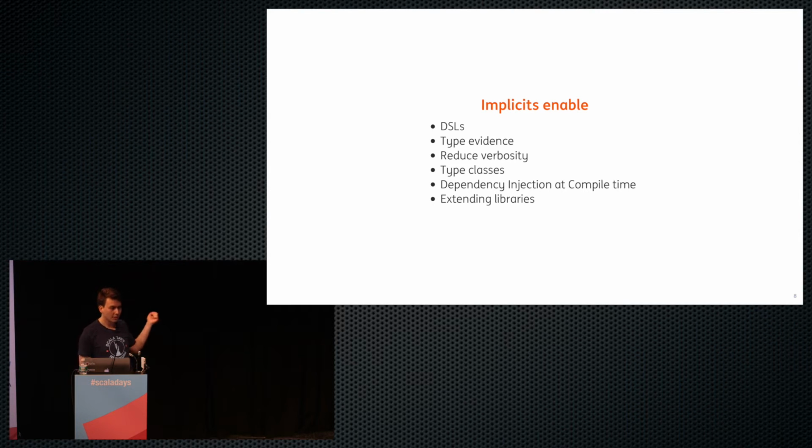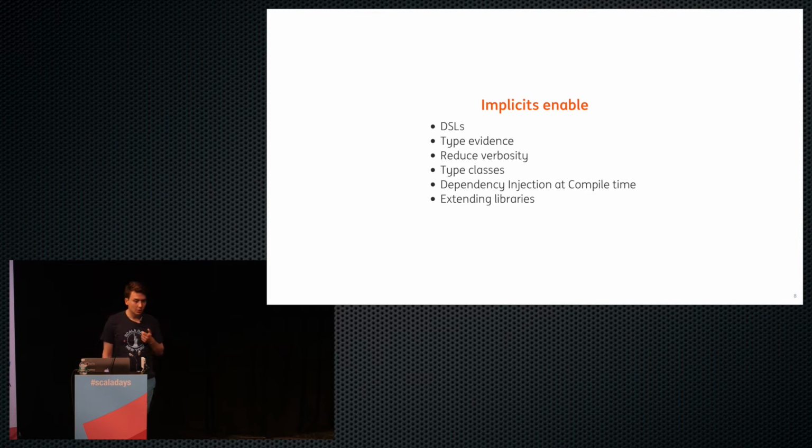So for example, you can create DSLs with them. You can extend existing Scala values and collections and those kinds of things to create very rich DSLs. You can use them for type evidence. We saw that in the finagle example and also a bit in the Numeric example on the Scala collections. Of course, if you can leave things implicit, you can leave code out, so it will reduce the verbosity of your code. And they can be used in type classes, which we'll get back to in a bit.